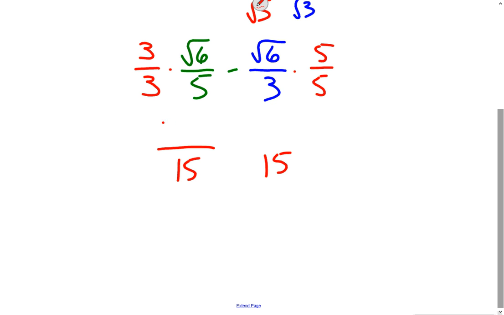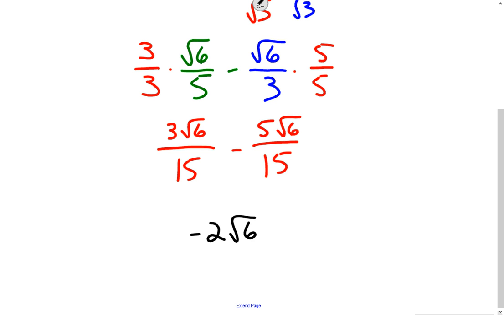So now I end up with 3 root 6. I should probably write down what I said. Let's try that again. 3 root 6, and then we're going to subtract 5 root 6. Well, 3 minus 5 is going to put us at negative 2, so we'll end up with negative 2 root 6 over 15. Nothing more to simplify there, and we have our final answer.